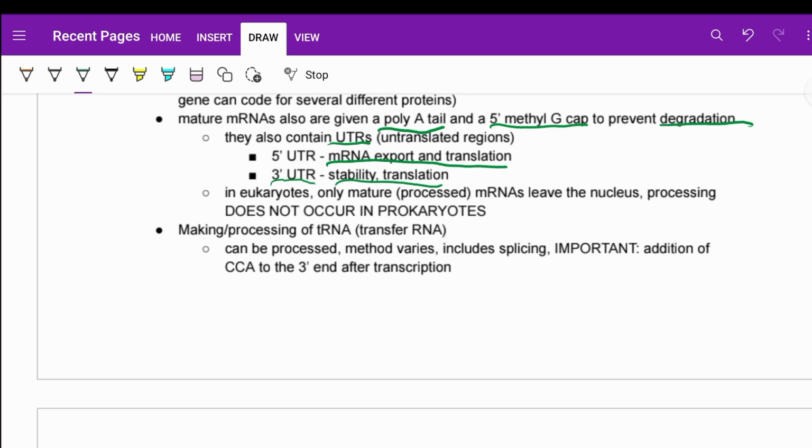In eukaryotes, only mature mRNAs leave the nucleus, but in prokaryotes, processing does not happen. So basically, all that I just talked about does not occur in prokaryotes.